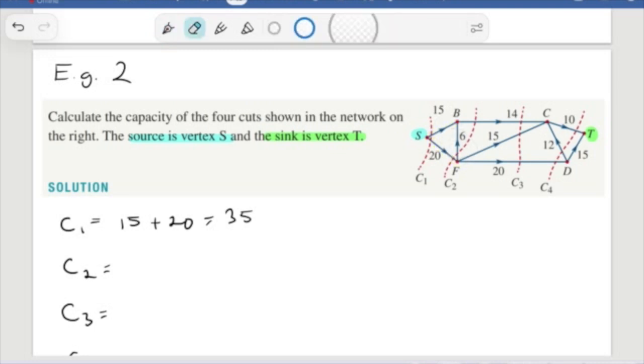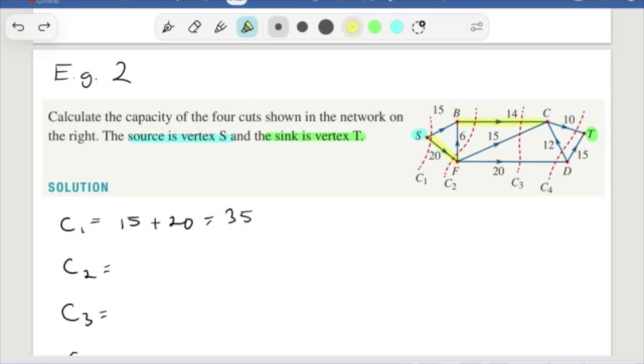Now moving on, we have our next cut. Here we have to take into account the direction. This one goes in this direction, this one goes in this direction. But you can see this one here is a vertical line basically. So it's too vague to be able to see whether it flows from source to sink. So this one we are going to ignore.